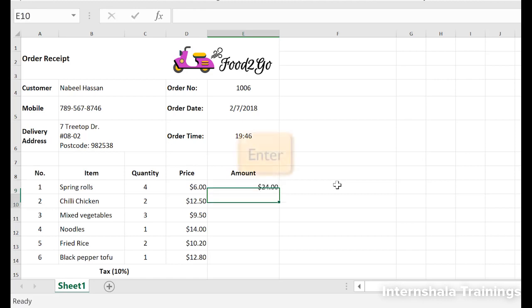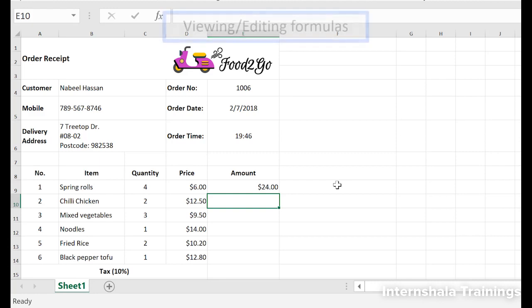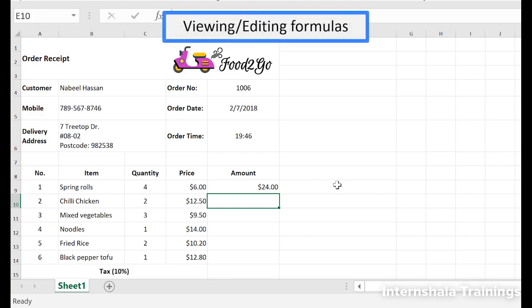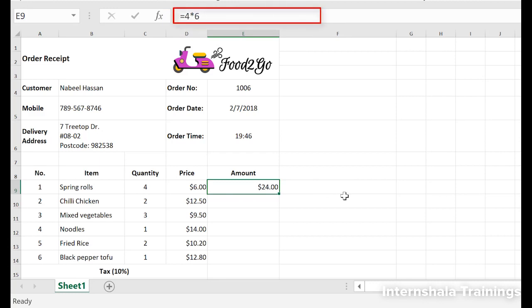As soon as we press enter, Excel will instantly calculate the value according to the formula entered and display it in the cell. Remember, you can view or edit a formula anytime by just selecting the cell and using the formula bar, or by double-clicking on a cell and then editing directly.